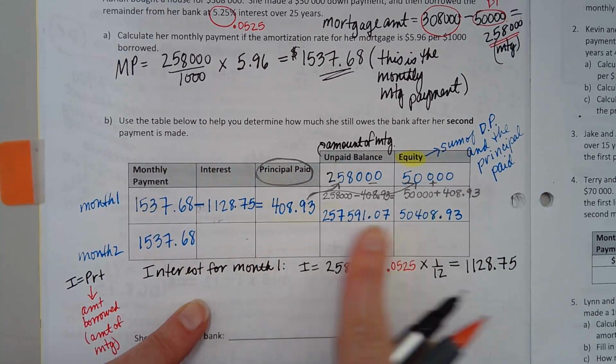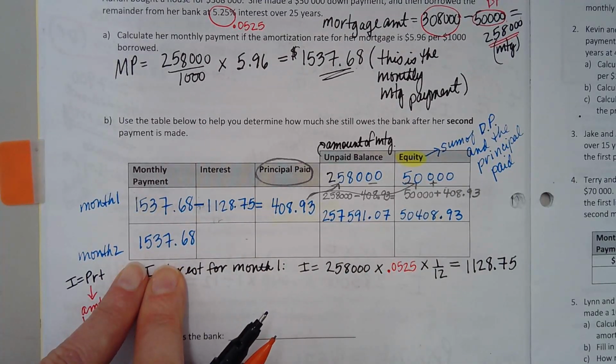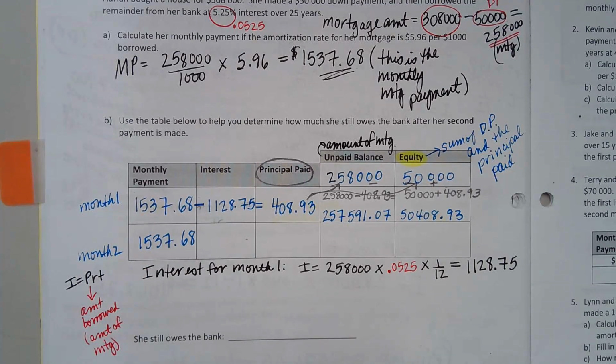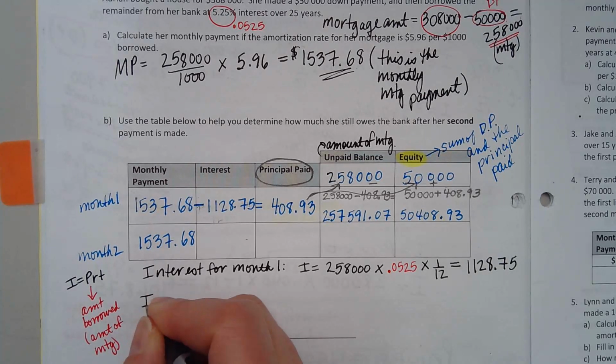All right, we've got one more row to complete. All of these numbers are going to change, right? The only number that does stay the same is the monthly mortgage payment. That's locked in. But you can see that the amount of interest is going to change a little bit, right? Just a bit. Because if you think about it, now I have to find my interest for month 2.